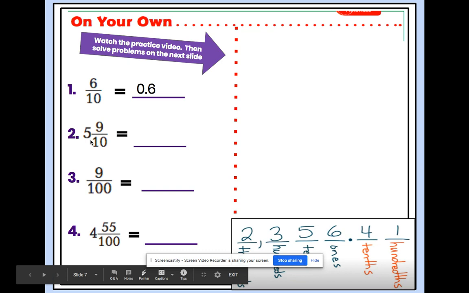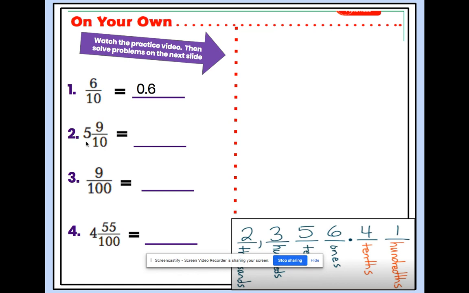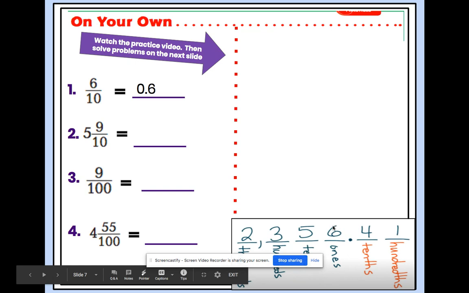When I look at number 2, I want to write the mixed number 5 and 9/10 as a decimal. So 5 is a whole number. So I am going to be showing something in the ones place. I'm going to show that 5 in the ones place. Then I will put my decimal point after the ones and show that I have 9/10. So it would look like this.